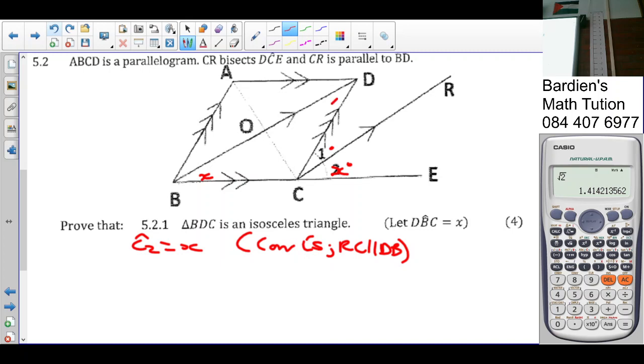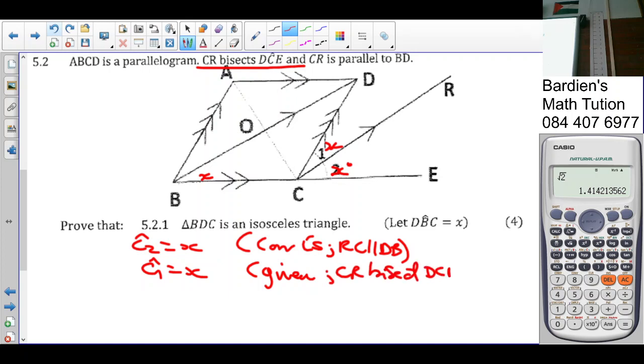But we know that this angle there is equal to that angle because it's alternate. However, angle C1 is equal to x. Why? Because it's given that CR bisects DCE. So there's an x as well.